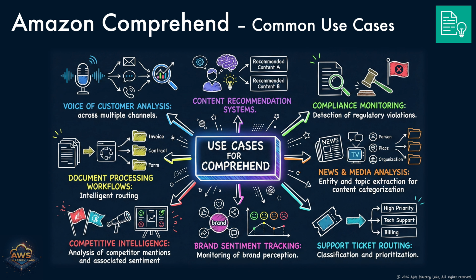Brand sentiment tracking is another key use case. By monitoring how customers talk about a brand across various digital platforms, businesses can detect changes in public sentiment and respond proactively. For companies keeping a close eye on the competition, competitive intelligence helps identify mentions of competitors in news, social channels, or reviews. Comprehend can analyze the surrounding sentiment, providing insights into public perception and positioning.